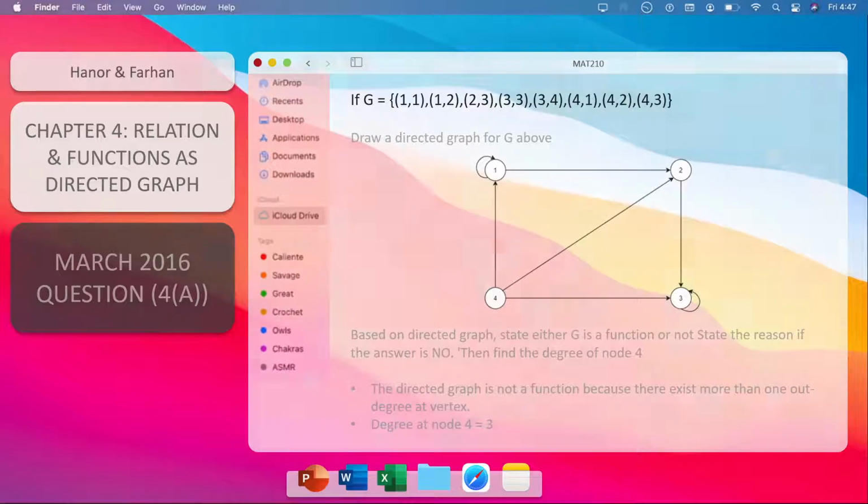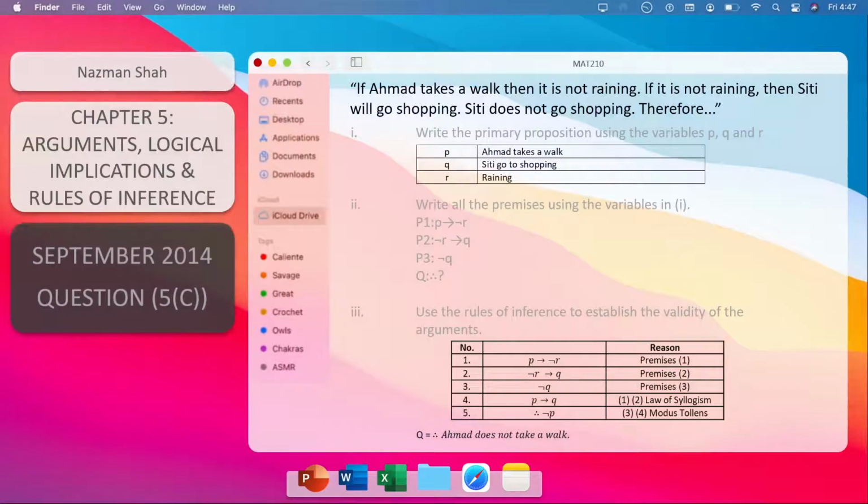Thank you. So now I'll be explaining chapter 5, arguments, logical implication and rule of inference. I chose a past year question, September 2014, question 5C. Given the question: if Ahmad takes a walk, then it is not raining. If it's not raining, then Siti will go shopping. Siti does not go shopping, therefore, and there is no conclusion.